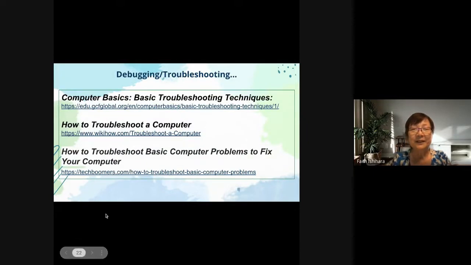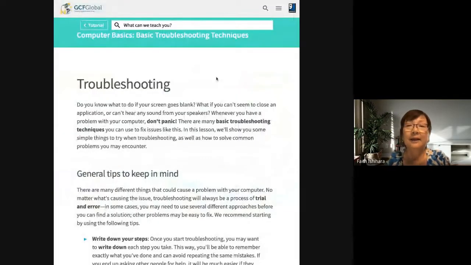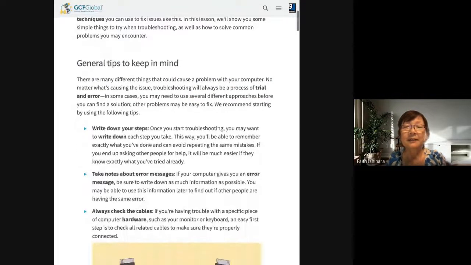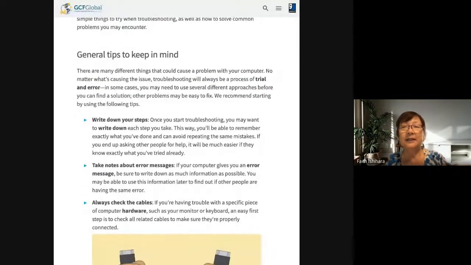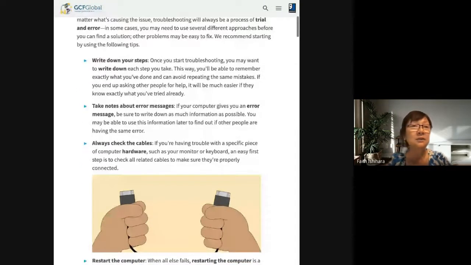So one of the other standards we thought we'd mention is troubleshooting. And here are some articles with really basic, easy to follow ideas in terms of troubleshooting. So I'll just open up one of them. And it has things like write down the steps that you've taken so that you don't repeat them again. Or if somebody asks you what have you already tried, you can be sure to answer accurately, and taking notes of the error message.